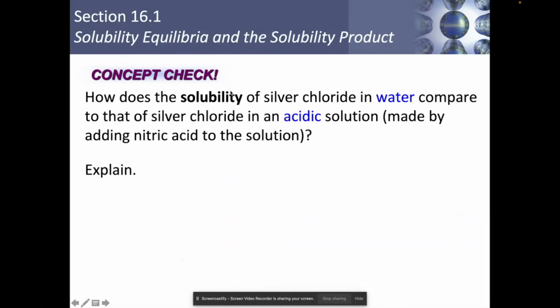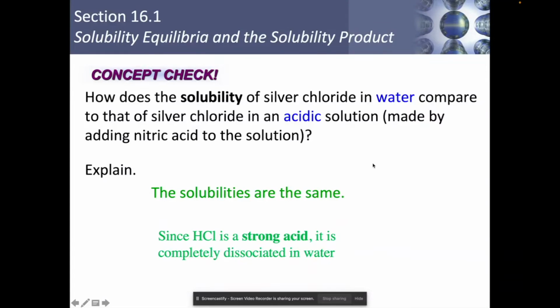How does the solubility of silver chloride in water compare to that of silver chloride in an acidic solution made by something like nitric acid, if I were to add that instead? Explain. Okay, so what we're really getting at here is the common ion effect, and we already talked about that at the very beginning of chapter 15. So the solubilities should be the same. And why would the solubilities be the same? Because technically something like nitric acid, or any strong acid like HCl, is going to completely dissociate in water. So since it's going to completely dissociate, it's not really going to change anything.